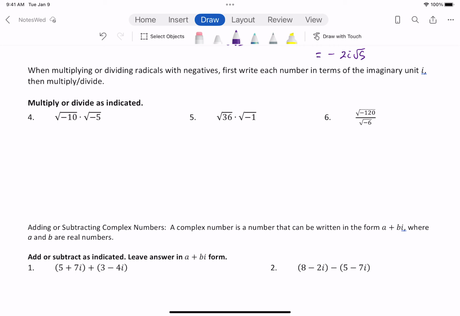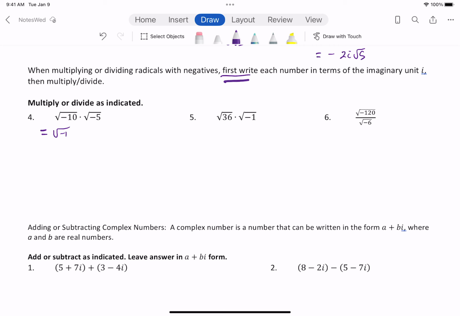When multiplying or dividing radicals with a negative, first we have to write each number in terms of that imaginary unit i, and then multiply or divide. This is one of those things that's always hard for me to remember. I want to just jump in with number 4 and say those are both square roots, so I can just multiply what's underneath. But because we're dealing with the imaginary system, we have to rewrite these first, okay?